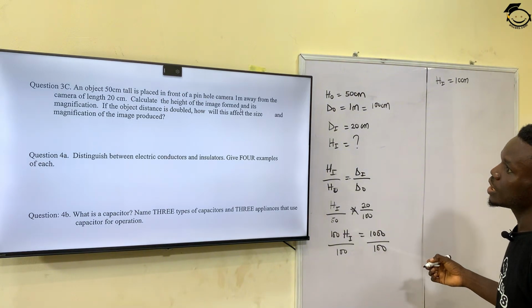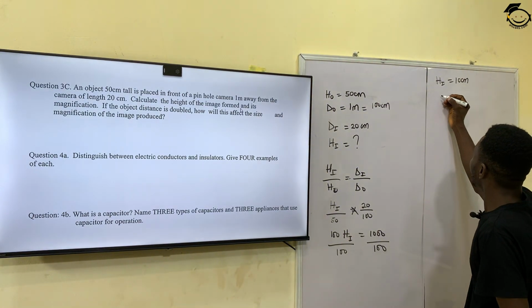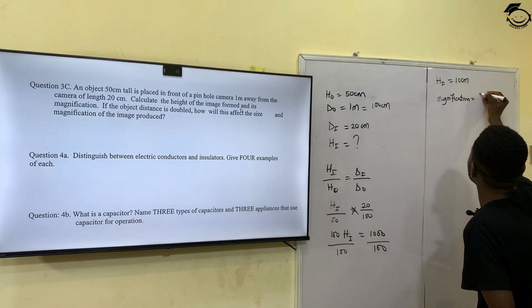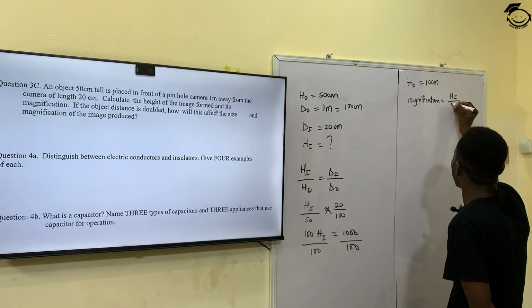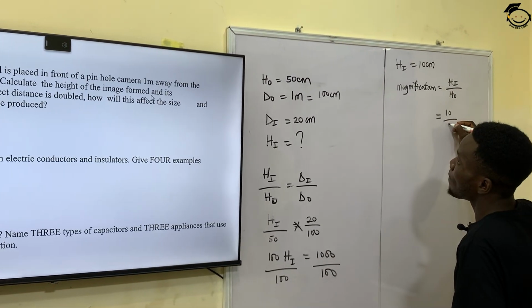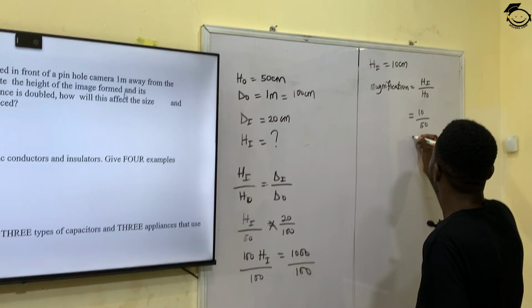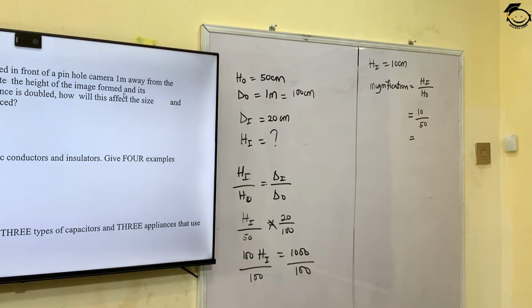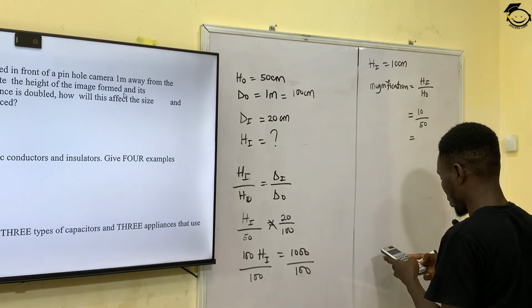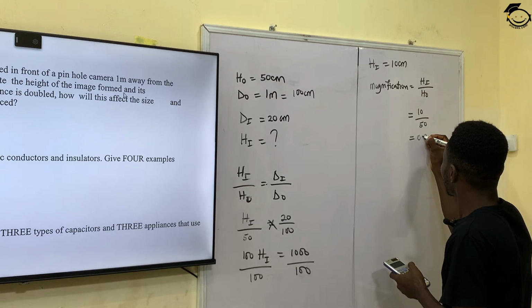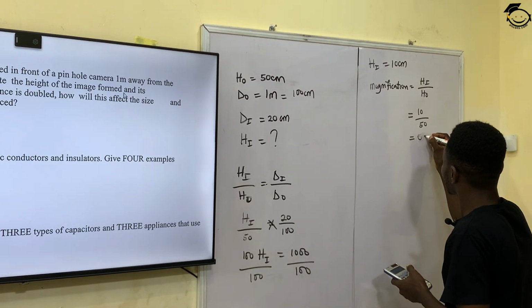Then they say calculate the magnification. We know that our magnification is image height over object height. So in this case, that will give me 10 centimeters over 50 centimeters, and that will give me 0.2. So the magnification here is 0.2.